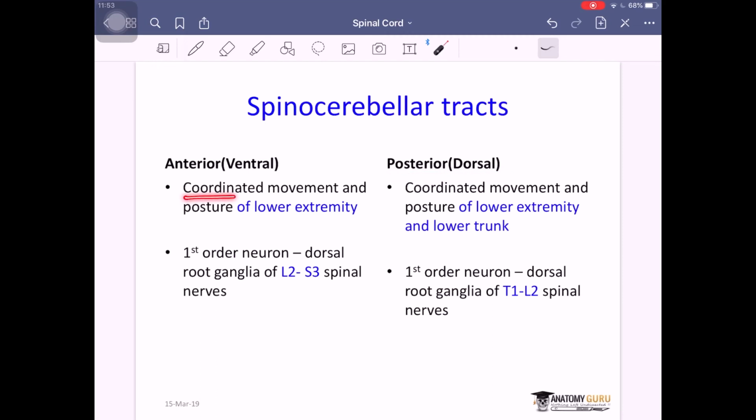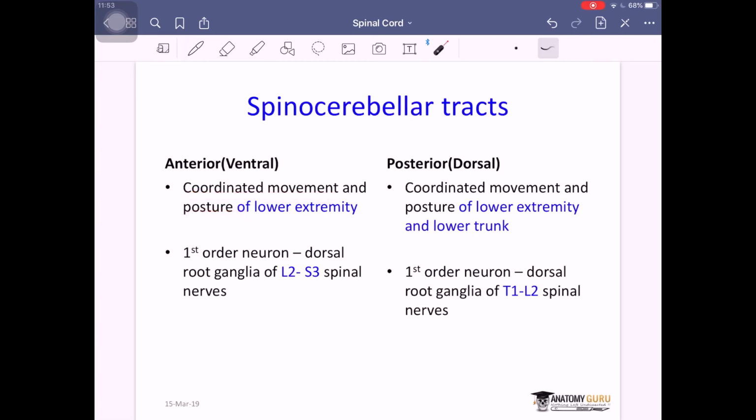So let us see what we have. This information: anterior is carrying information from the lower limb, whereas the posterior is carrying information from the lower limb and lower trunk. You see, upper limb is not there in this picture. That is the reason we have other two tracts which will carry the information from the upper trunk and the upper limb. But right now both in the spinal cord, one is carrying entirely from the lower limb, the other from the lower limb and the lower trunk, lower back.